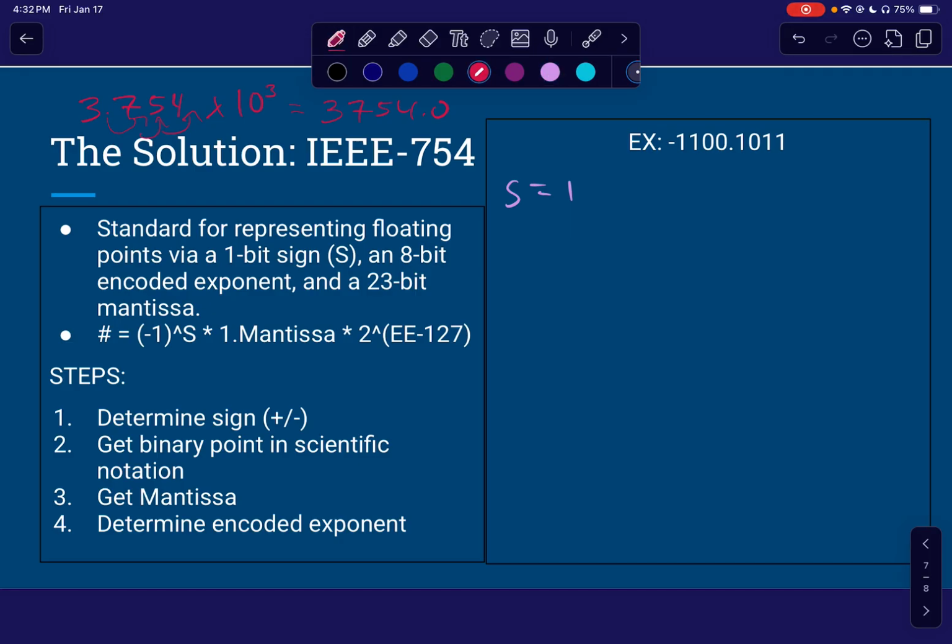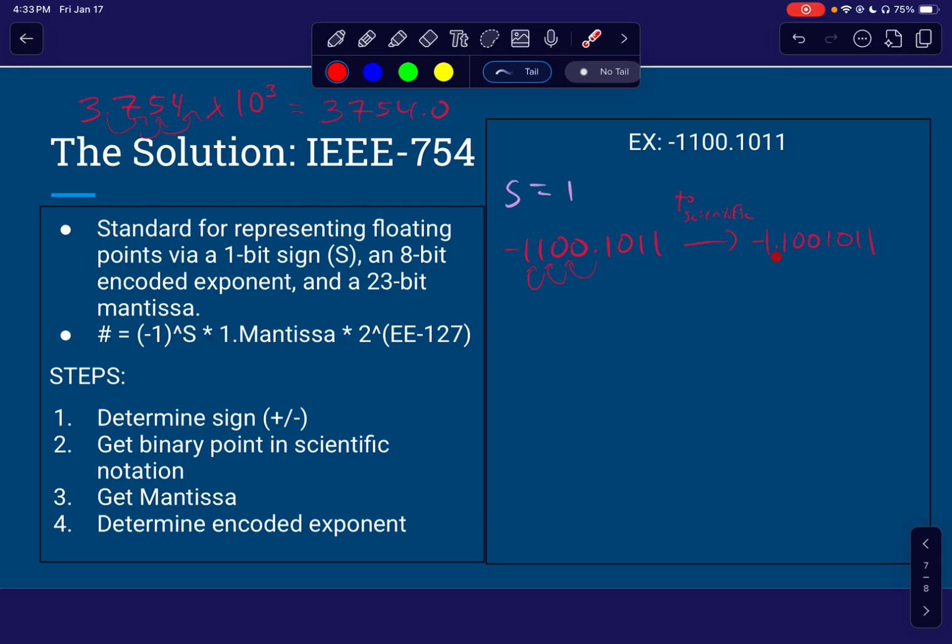So I will do red for this one, and we know that we have -1100.1011. We want to get that into scientific, and that is going to be 1, 2, 3. So -1.1001011. And so that kind of looks like what we have in the actual formula, okay? So that's the format we got.